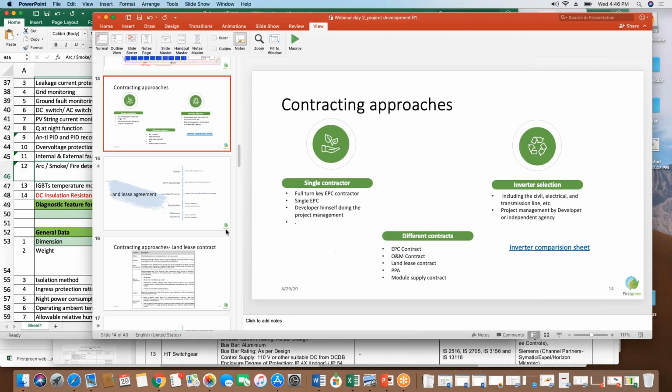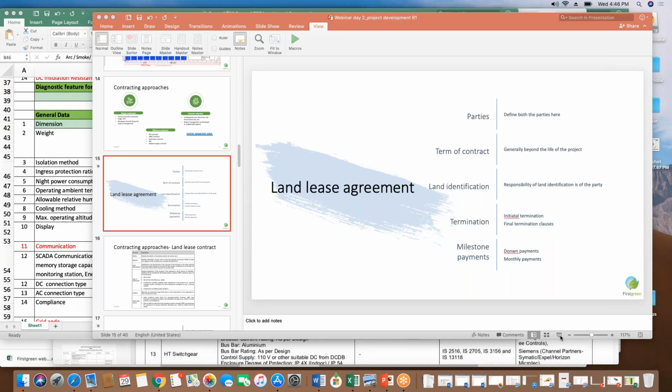So now we come to the next part, that is on the contracts.